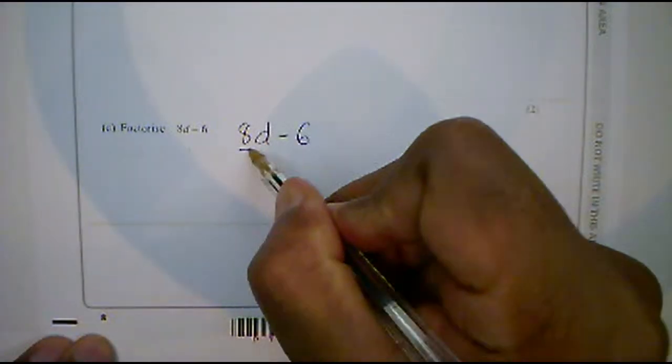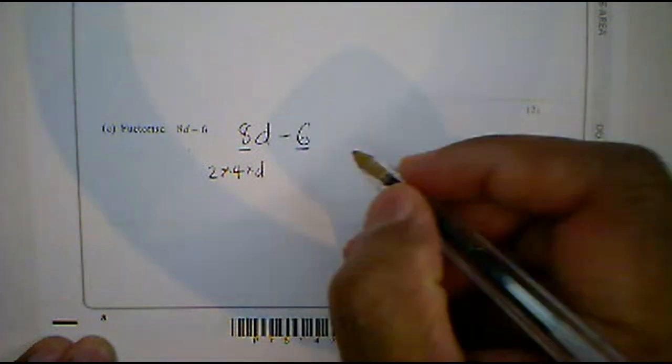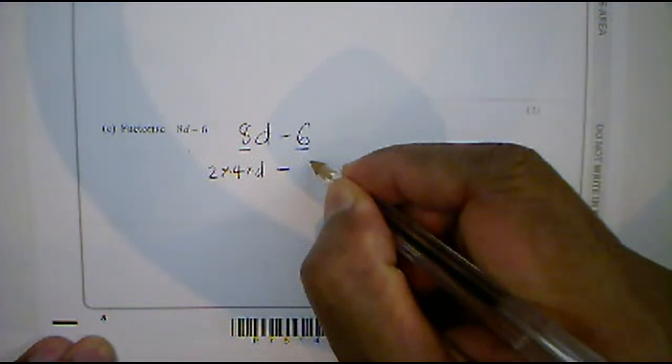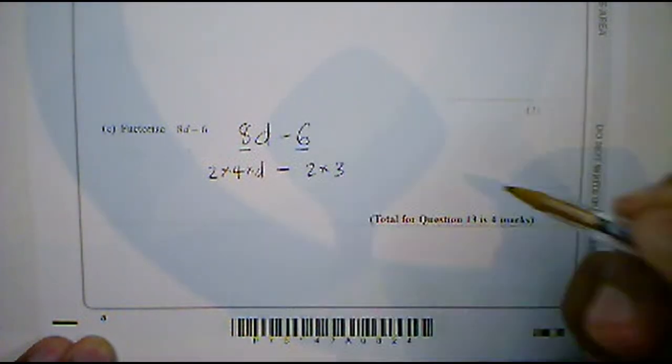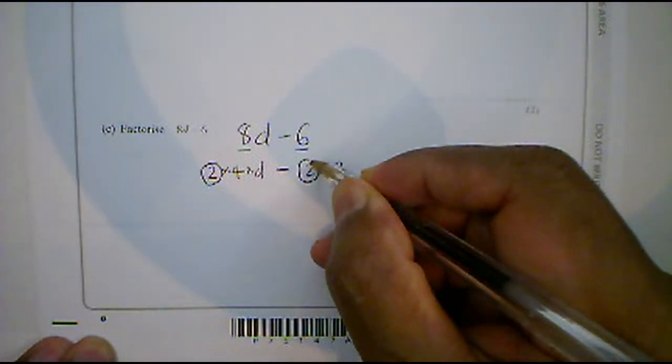And so I look at both of the terms. I've got a number term here, 8 and 6. So I'm looking for what number goes into 8 and 6. I can think of 2. 2 times 4 times d, that's what 8d is. Take away, and 6 is made of 2 times 3. And so I can spot 2 is in both terms.